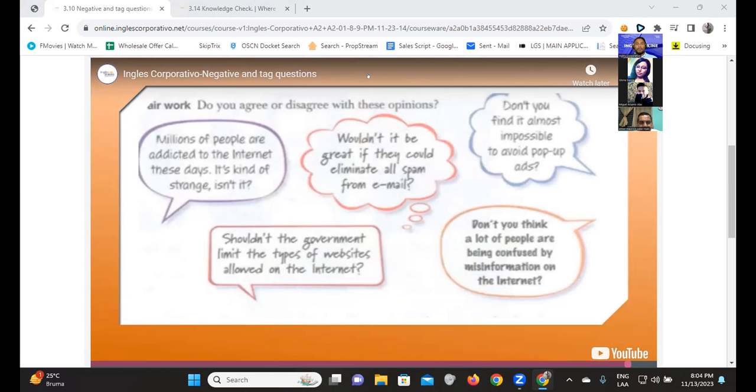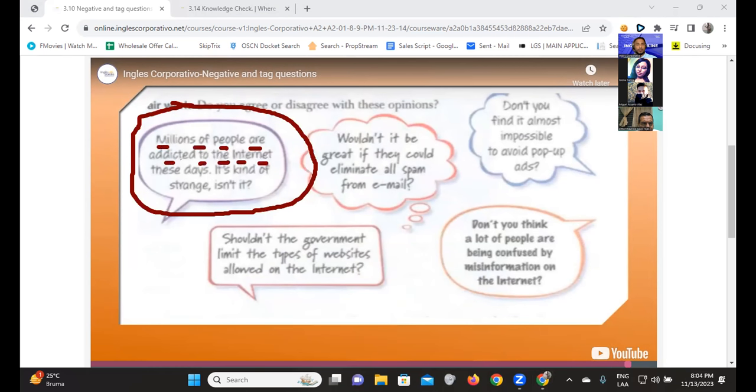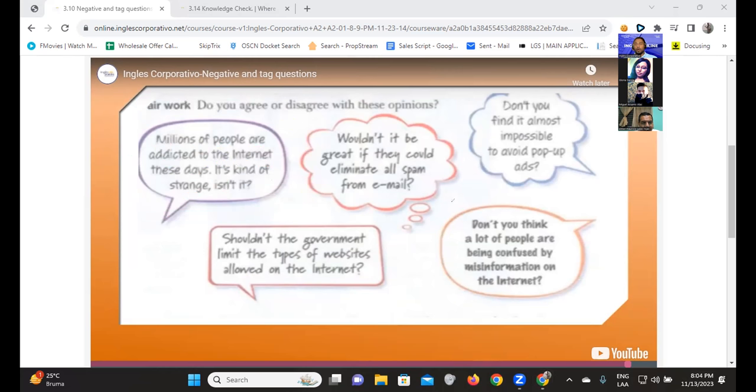Okay. I would like for you to give me your opinion about this exercise right here. Millions of people are addicted to the internet these days. It's kind of strange, isn't it? What do you think? Do you agree or disagree? What is your opinion? I agree, teacher. Okay. Can you tell me why you agree?